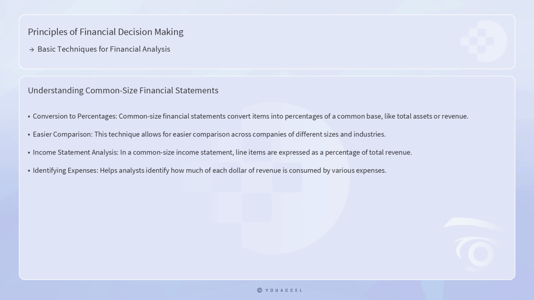This approach helps analysts identify how much of each dollar of revenue is consumed by various expenses and how much remains as profit. By comparing common-size statements of different companies, analysts can benchmark a company's performance against industry standards or competitors. Common-size analysis facilitates a more intuitive understanding of a company's financial structure and operational efficiency.